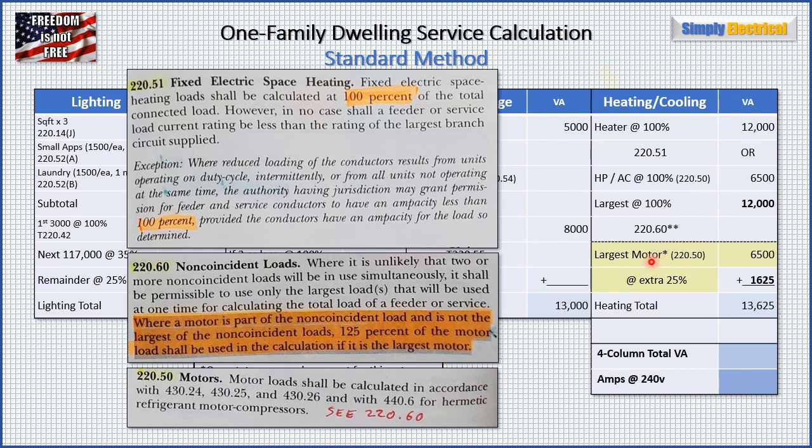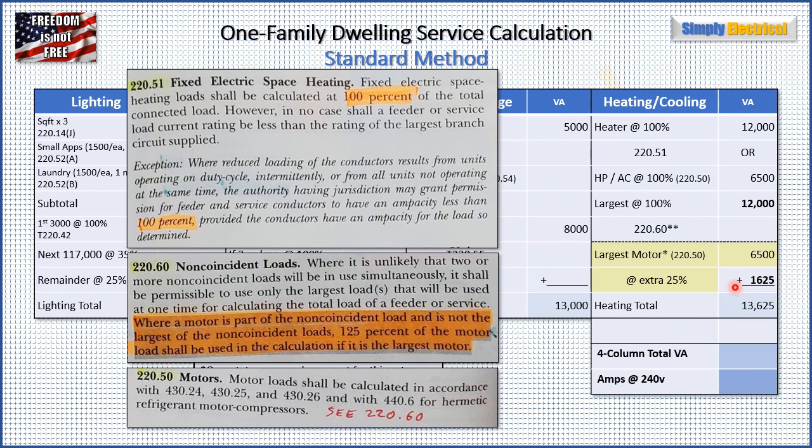If we go to Article 220.50, we'll see that under motors, it says motor loads shall be calculated in accordance with 430.24, 430.25, and 430.26, and with 440.6 for hermetic refrigerant motor compressors. Now, if we go to those articles, particularly 430.24 and 25, we'll find out that when you have multiple motors, you need to take the largest motor and take an extra 25% of that largest motor. And that's always been the case in all these calculations over the years. We've taken the largest motor in the whole dwelling and taken an extra 25% of that motor load and added it to our load calc.